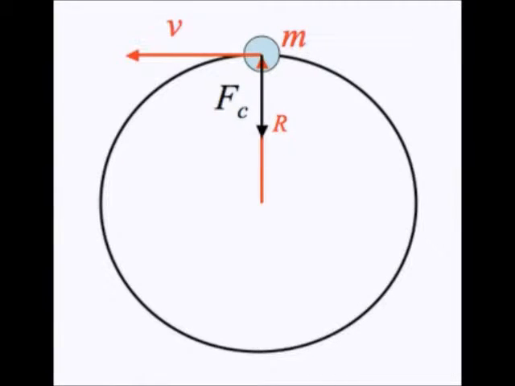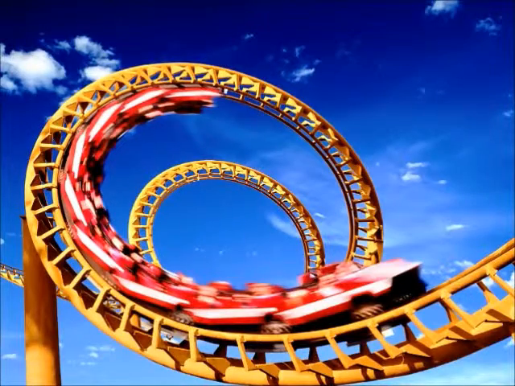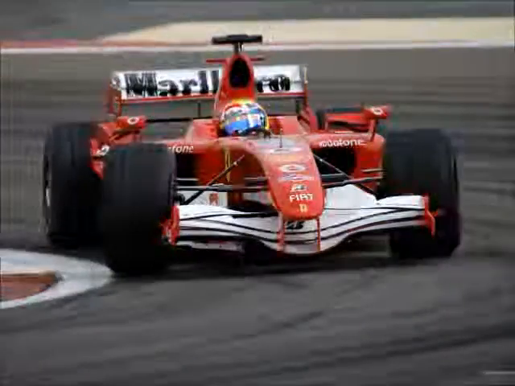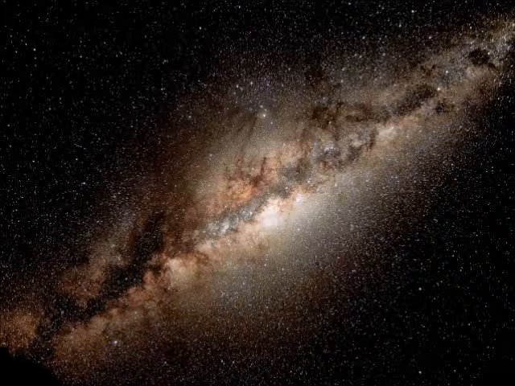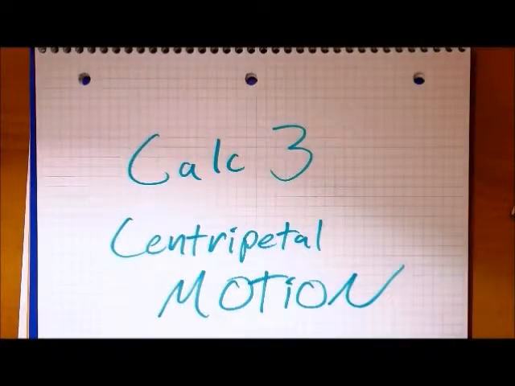Centripetal motion, the simple movement of an object in a circular path, is conceptually very simple, but is of utmost importance to our physical world. Centripetal motion allows us to build roller coasters, keeps our cars from flying off turns, and maintains the shape of our galaxy. But as I said, centripetal motion is very simple.